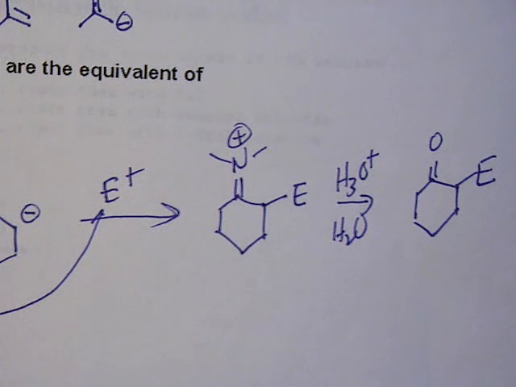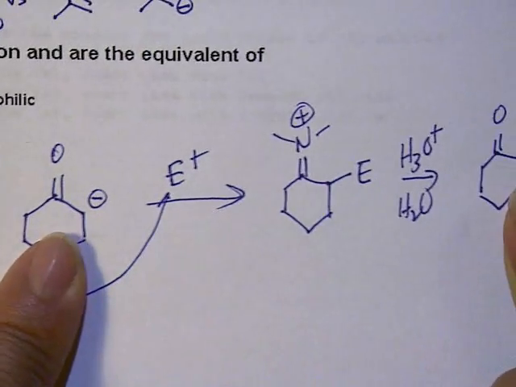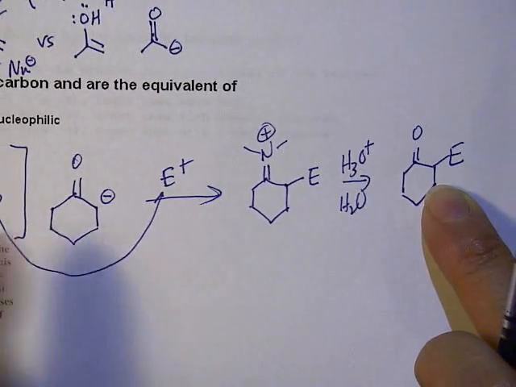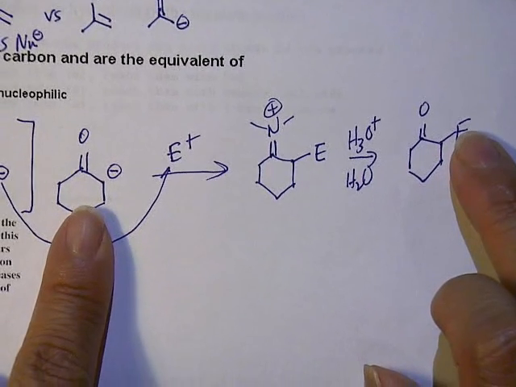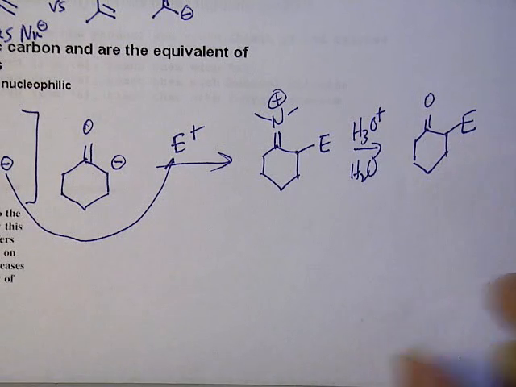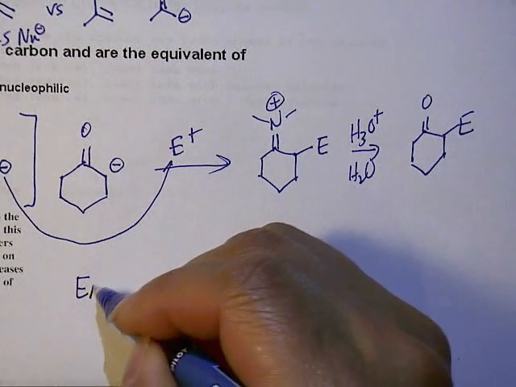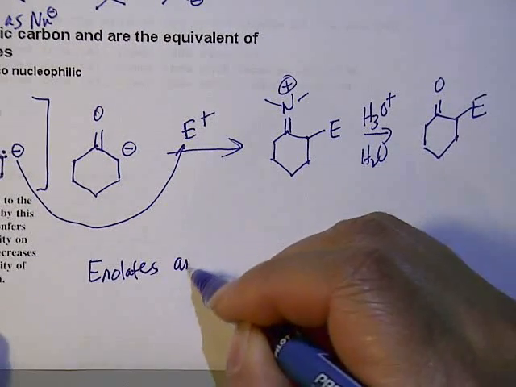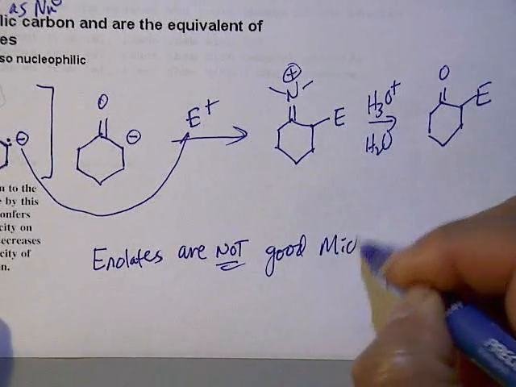So your question might be, why bother with making the enamine and then adding the electrophile? Why not go straight from the enolate, so why not go from enolate to the product of adding the electrophile? And the reason for using enamine rather than the direct enolate is because enolates are not good Michael donors.